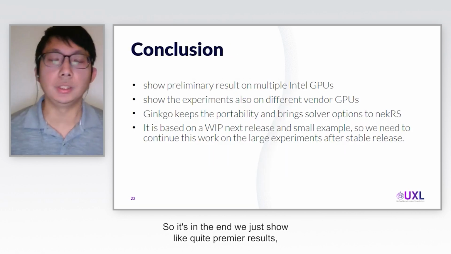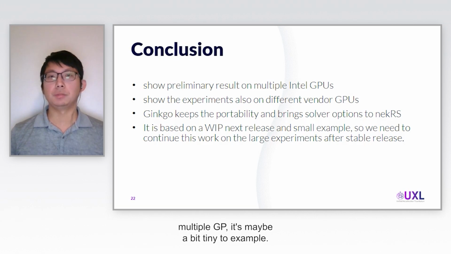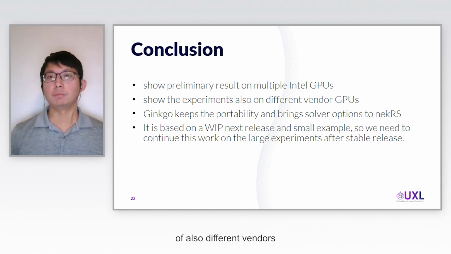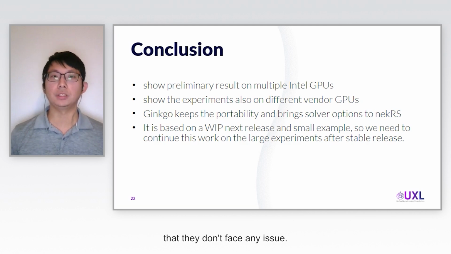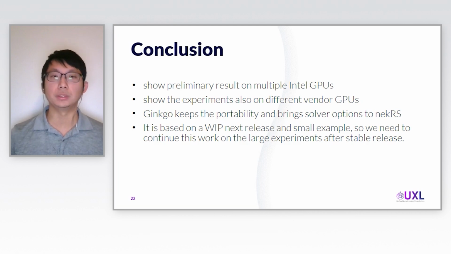In the end, we just show quite preliminary results on multiple GPUs. It's maybe a bit of a tiny toy example. Combined with the previous results, we show the experiments on different methods to show the portability we have now. Ginkgo keeps this portability from nekRS and also overcomes the diverse accelerators nowadays, and we bring more solver options to nekRS so that they don't face any issue. It's currently based on the work-in-progress release, so we will definitely need to continue this work on larger experiments after the stable release. Thank you.